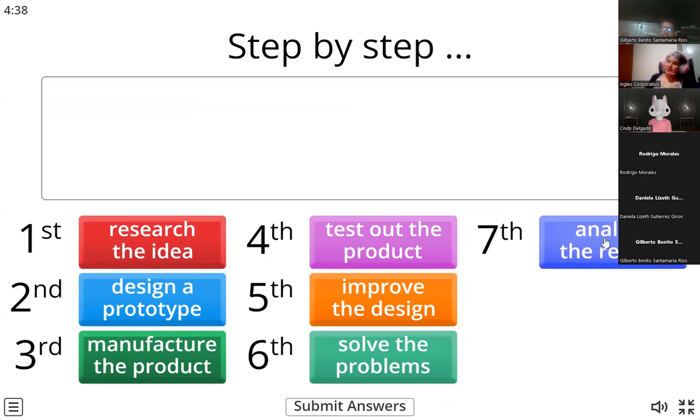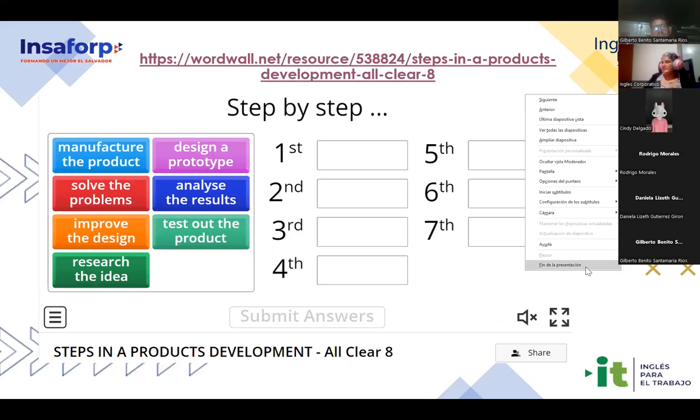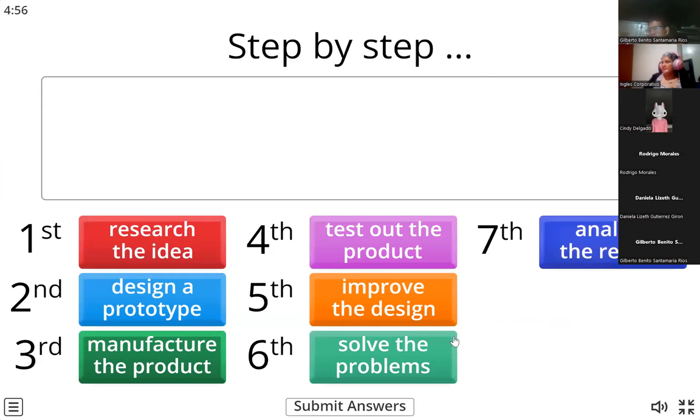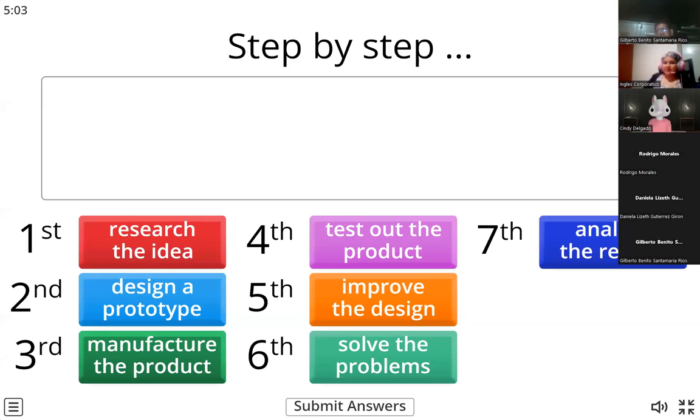Someone who wants to change, try to read them and let me know if you would like to change the order. Sorry, just a moment. Someone that would like to change the order, or do you think that everything is okay? Any idea?